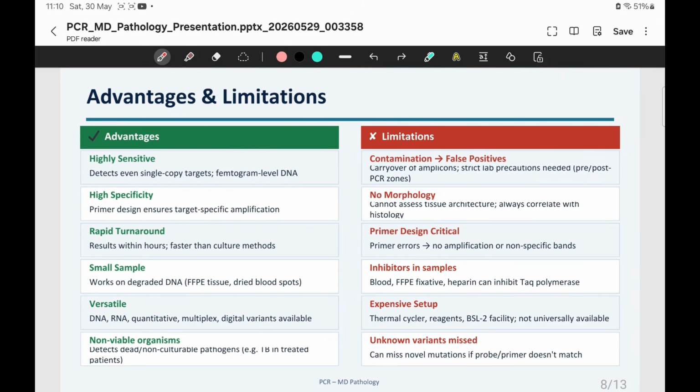Now the advantages and limitations of PCR. We know that it is a very sensitive and highly specific process. It is a sensitive process because it can detect even a single copy of target. That is, the femtogram level of DNA can also be detected by this process. And it is specific because the primer design ensures target specific amplification. Only that target sequence will be amplified that we want to amplify. So it is a very specific process.